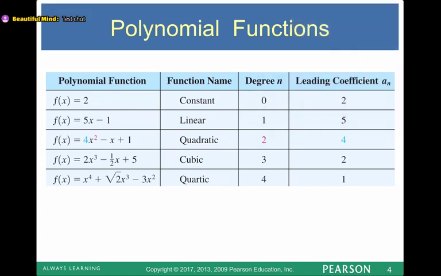Okay. Then the second row, we have 5x minus 1. We call that linear because the highest degree is 1. The leading coefficient is 5. The leading coefficient is the number in front of the term with the largest exponent, and so on. So these are all examples of polynomial functions on the far left. Okay, and we're just going to let that be.